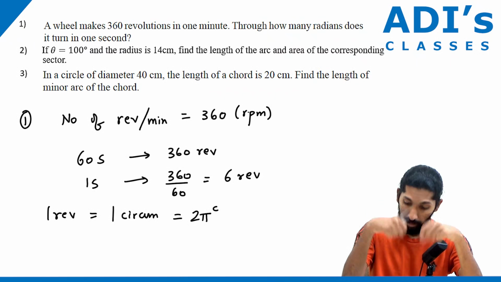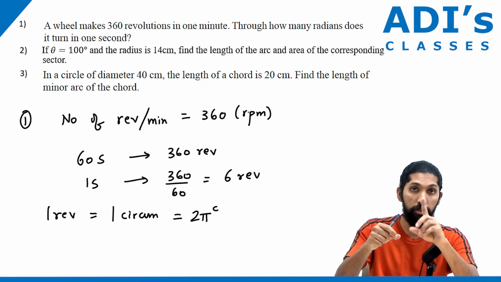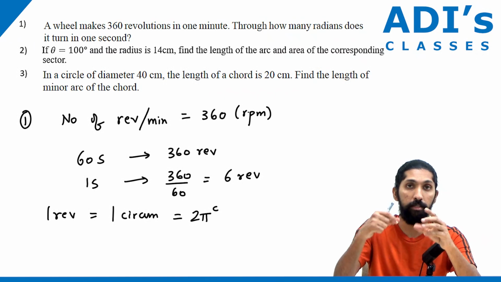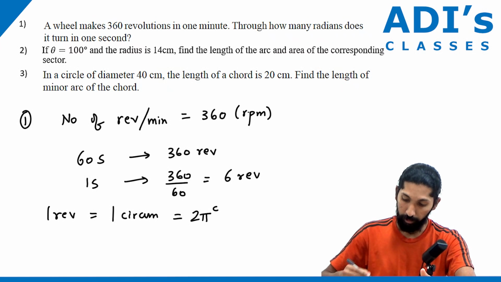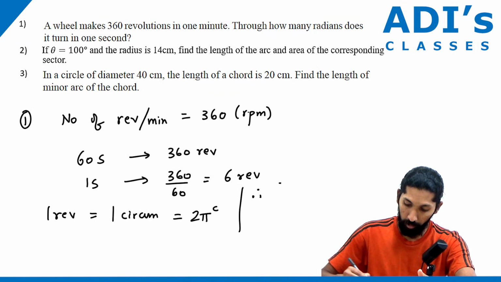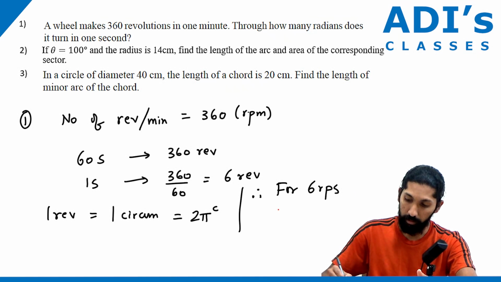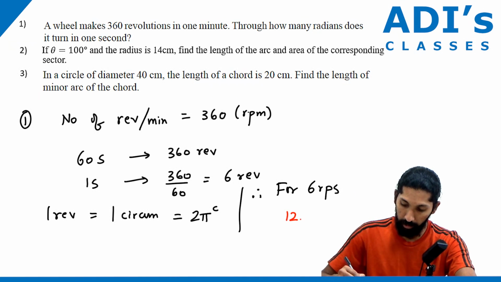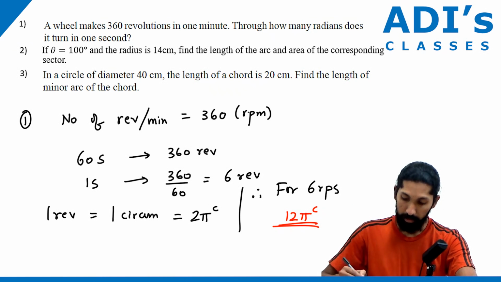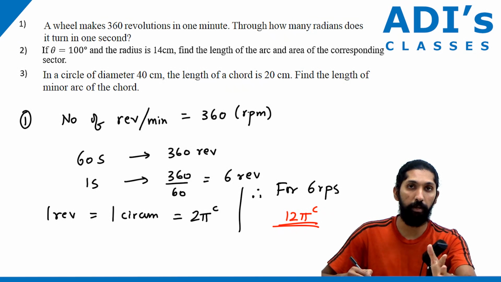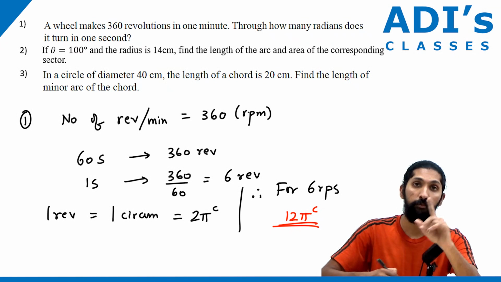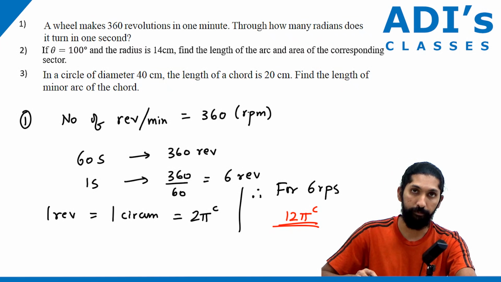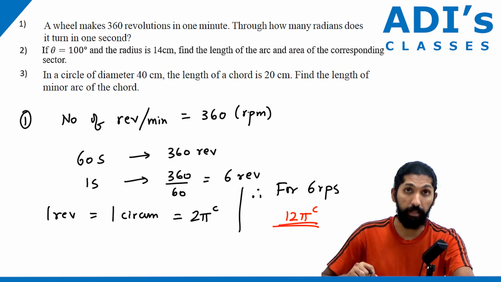Like that, it's making 6 revolutions in 1 second. That means in total, so what are we going to have? So one revolution is 2 pi radian. Therefore, for 6 revolutions per second, so what will be the answer? It's going to be 12 pi radian. 6 into 2 pi, isn't it? So 12 pi radian. This is the answer for the first question. Fair enough? Now let's do the second question.